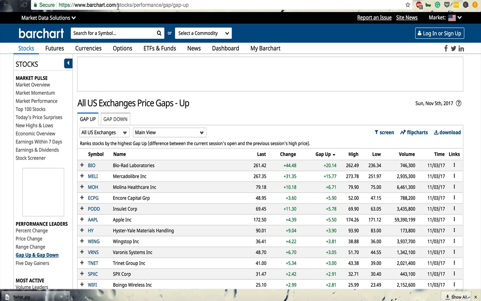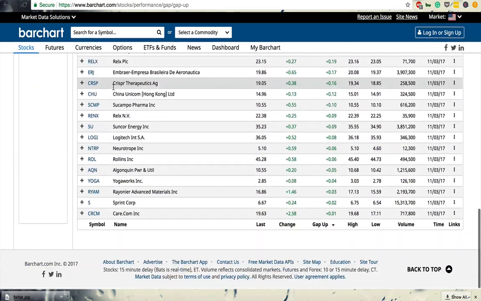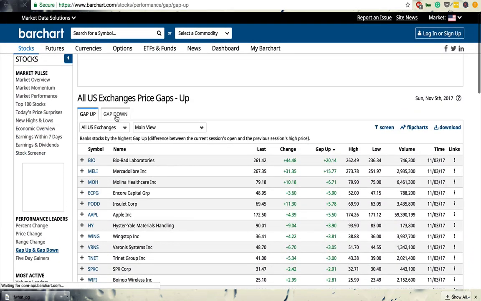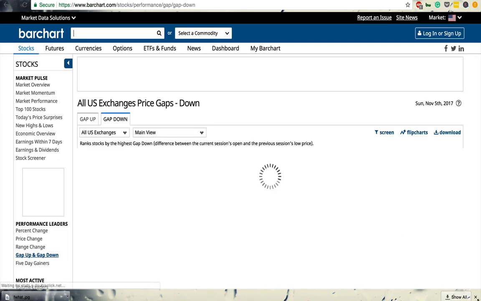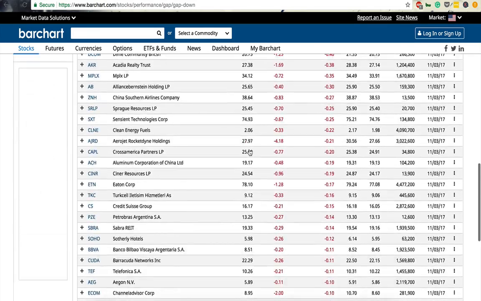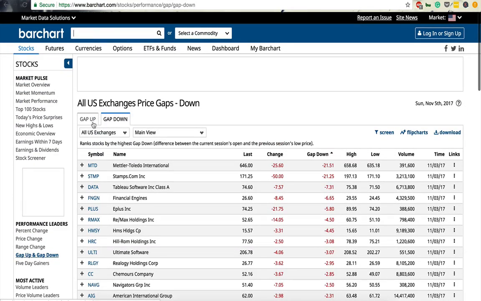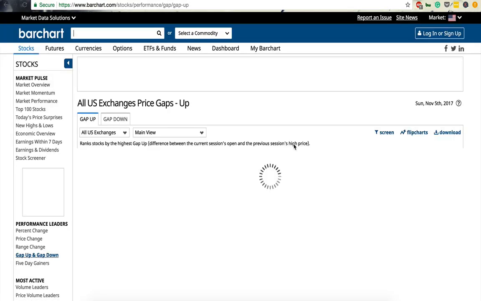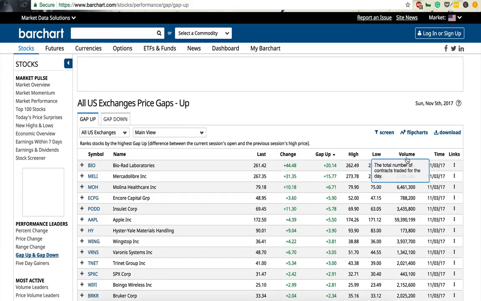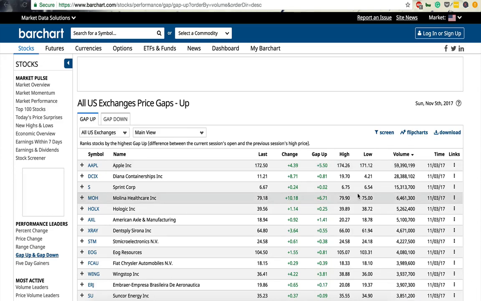So, barchart.com. As you can tell, I'm on barchart.com right now. It shows all the stocks that gapped up, or you can sort it by gap down. This is super useful, and this works pre-market. It allows you to see exactly which stocks are up and which stocks are down. If we go back to gap up, you can sort it by volume, because if there's not enough volume pre-market, we don't want to trade the stock, right?